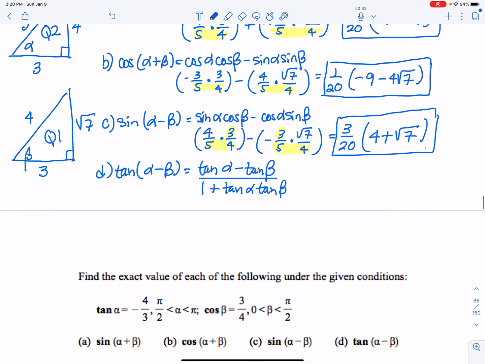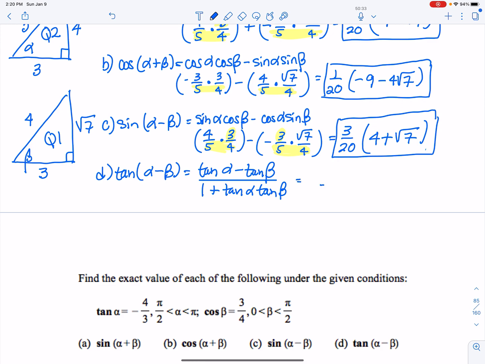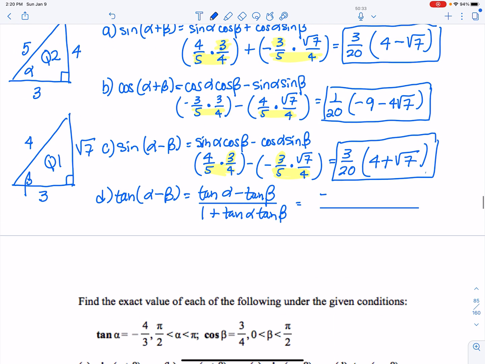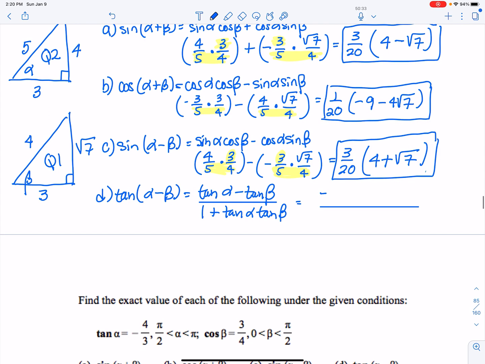Okay, all right, so plug and play. Tangent alpha, tangent is negative in quadrant 2, so let me put the negative sign there, and tangent is opposite over adjacent, so that becomes negative 4 over 3, minus tangent beta. Beta's in quadrant 1, tangent is positive, so opposite over adjacent is radical 7 over 3. In the denominator, we have 1 plus, and then tangent alpha again, remember, is negative 4 over 3, times tangent beta, which is radical 7 over 3.